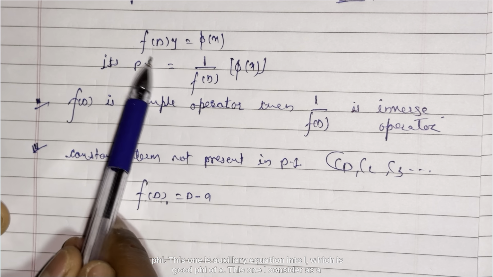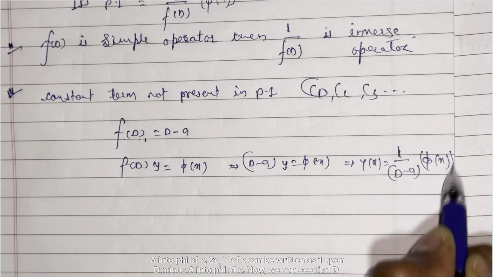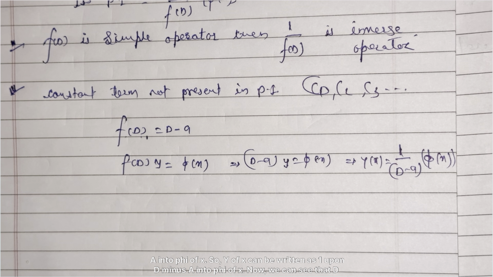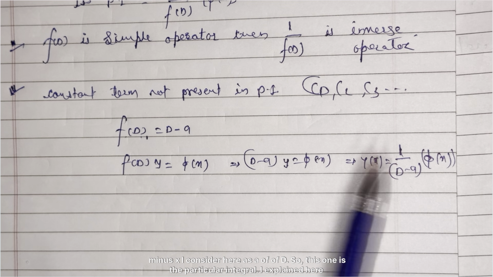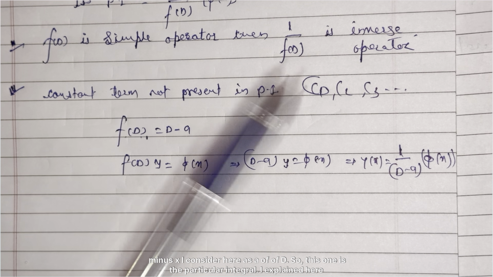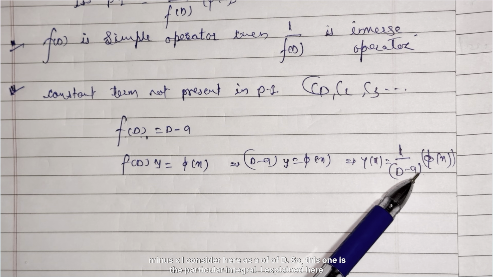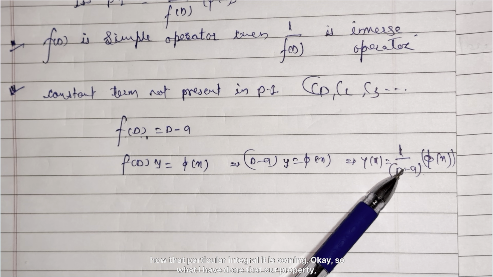So we are looking for the values of x and y. So y of x can be written as 1 upon D minus a into phi of x. Now we can see that D minus a I consider here as f of D. So this one is the particular integral. I explained here how that particular integral comes.